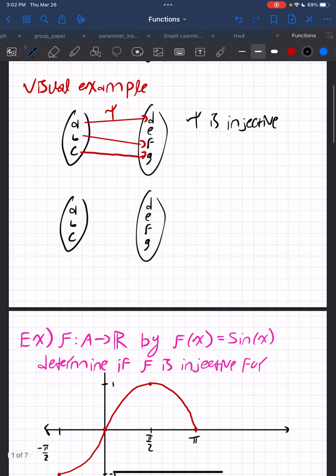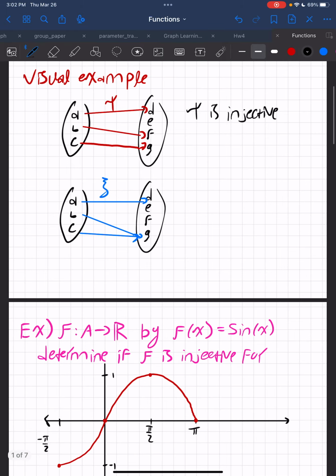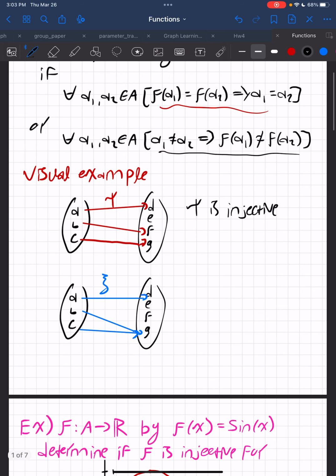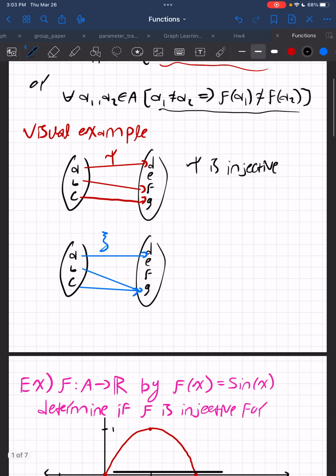Now, on the other hand, if I say that xi is going to send a to d, b to g, and c to g, well, then we have that b is not equal to c, and xi of b equals xi of c. Note that this is the negation of this particular implication here, right? P implies q, the negation is p and not q. So the not q is f of a1 equals f of a2.